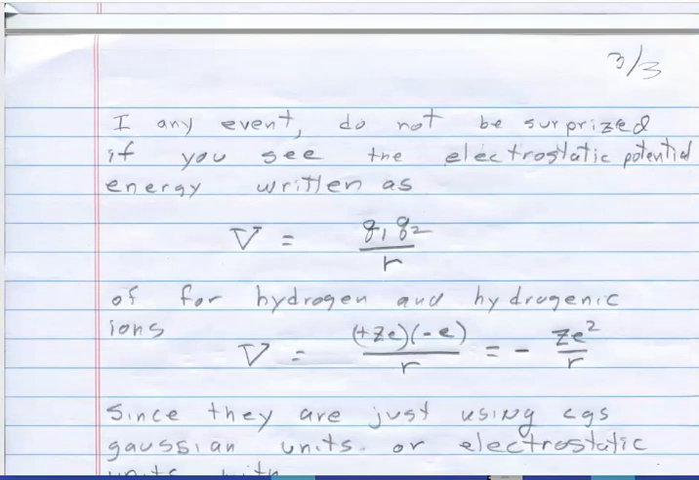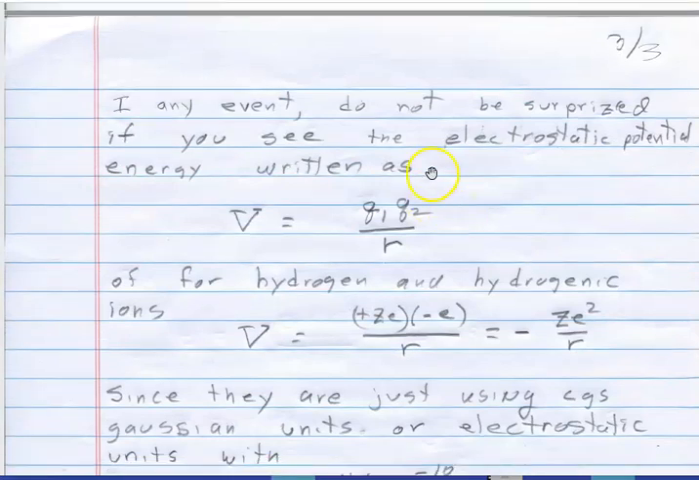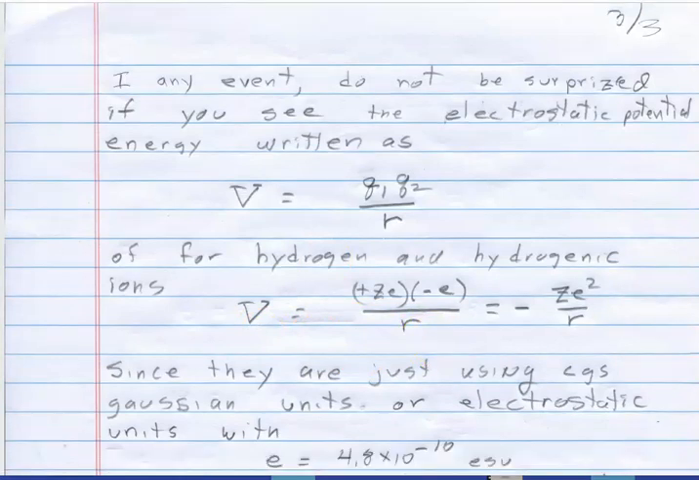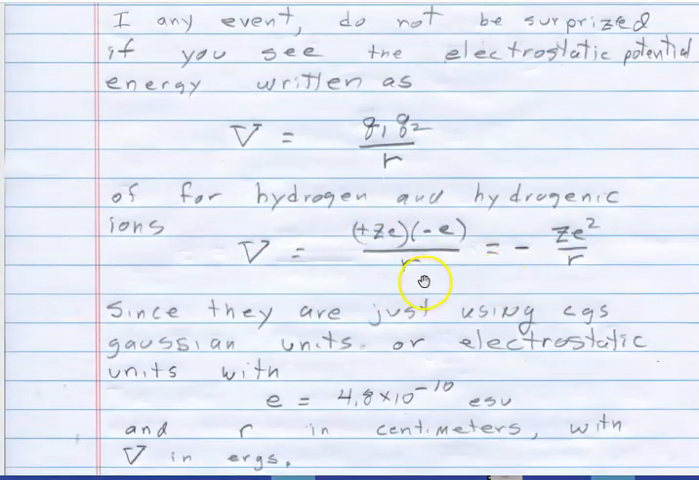For you, the important thing is this. You'll read papers in which they will get the electrostatic potential energy between two charges as this, or they'll have the electrostatic potential energy for hydrogen and hydrogenic ions to be of this form here. And you'll say, oh, they've made a typo. They've left out the 1 over 4 pi epsilon naught.